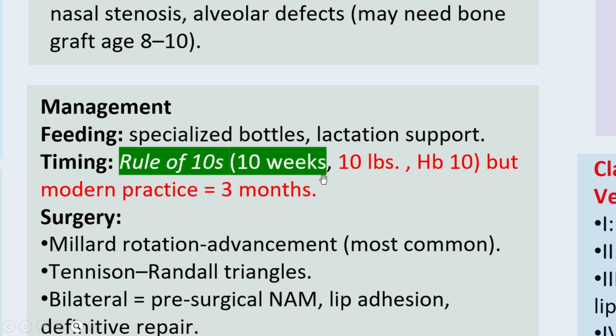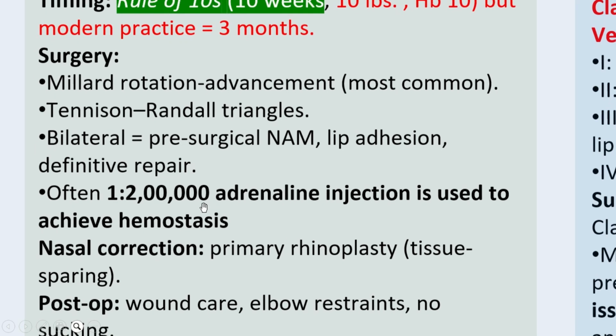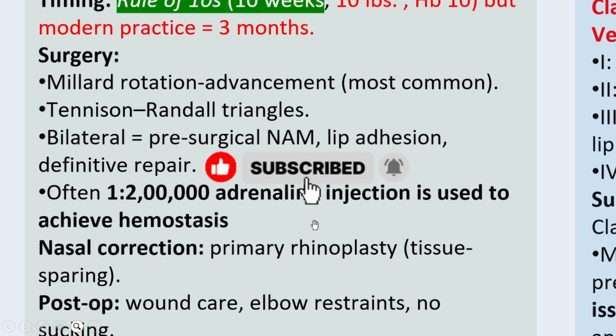So the surgeries that we can do, we have the Millard rotation advancement, and this one is the most commonly done. There's the Tennison-Randall triangle, there's the bilateral, and if it's bilateral, you want to wear a pre-surgical NAM, then lip adhesion, and then you do the definitive repair. Then during the surgical operation, this is the time you want to inject 1 in 200,000 adrenaline, and this is going to help you with the hemostasis at that point.